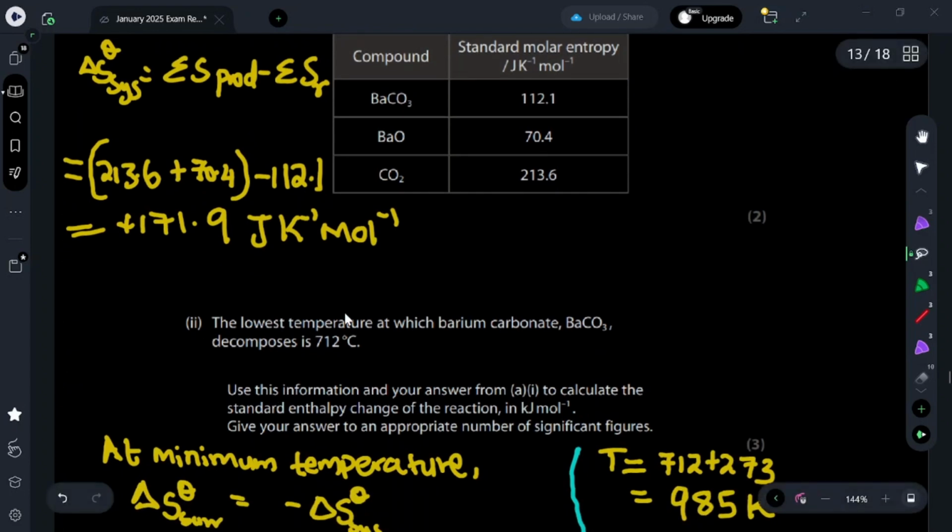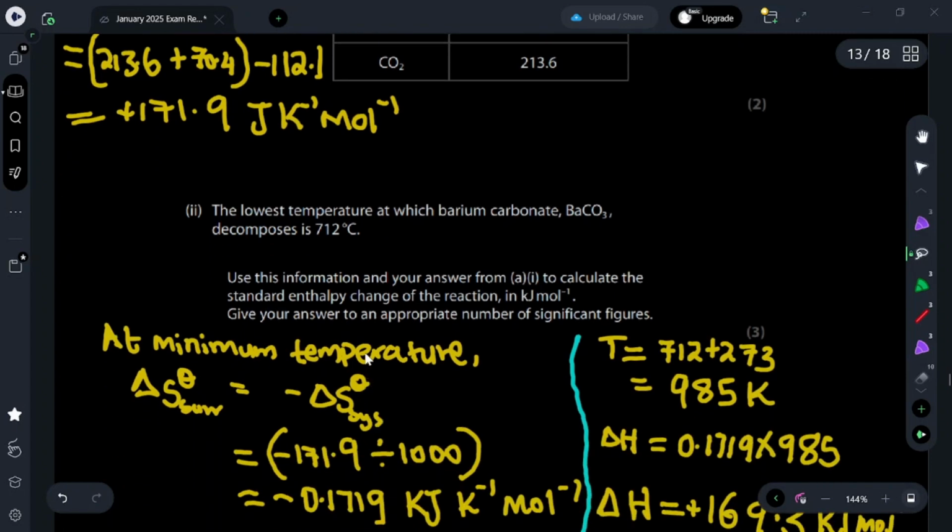The lowest temperature at which barium carbonate decomposes is 712, the minimum temperature. We use this information and your answer from A1 to calculate the standard enthalpy change of the reaction in kilojoules per mole, giving our answer to an appropriate number of significant figures. One thing we need to remember is that at the minimum temperature, that is when the reaction is just going to be feasible.